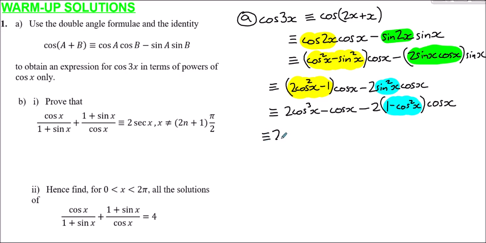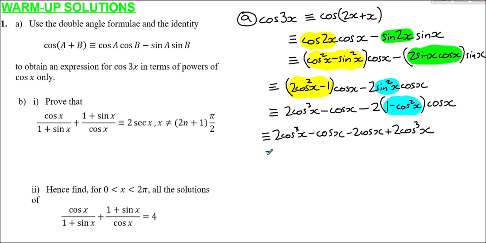So now I've got 2 cos cubed x minus cos x. Over here, I'm going to get minus 2 times 1, so minus 2 times cos x, so a minus another 2 cosines. Then minus 2 times minus cos squared gives positive 2 cos squared, times another cos gives positive 2 cos cubed x.